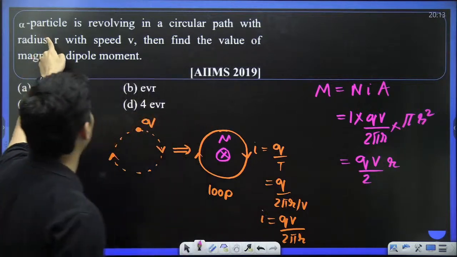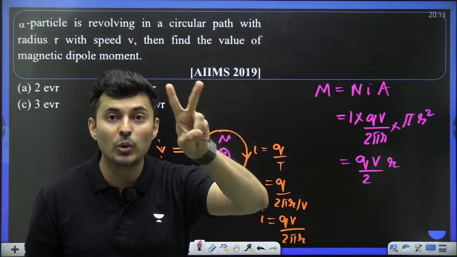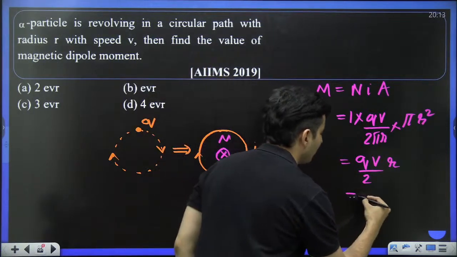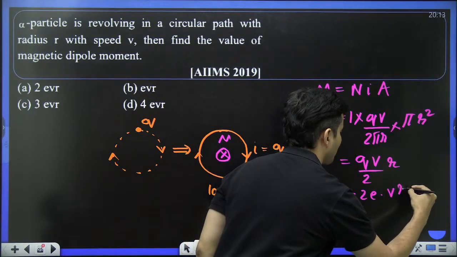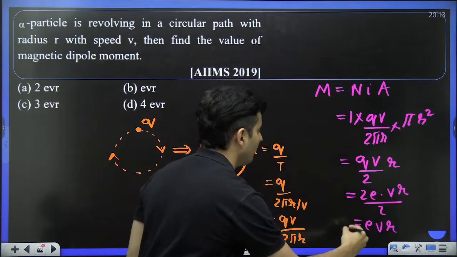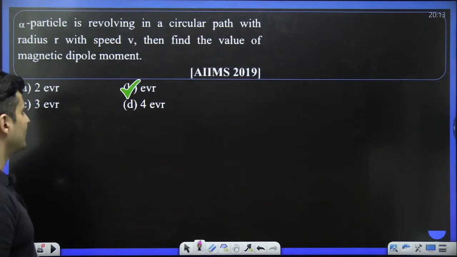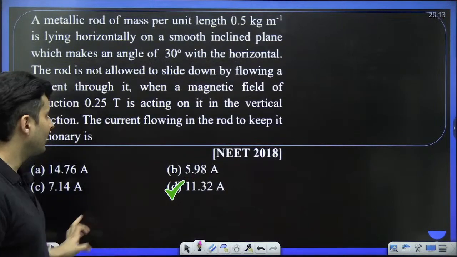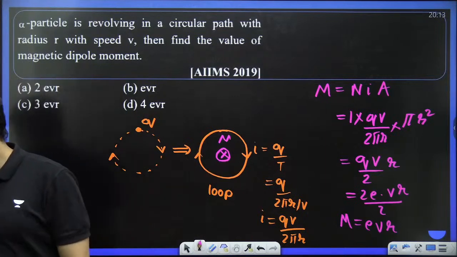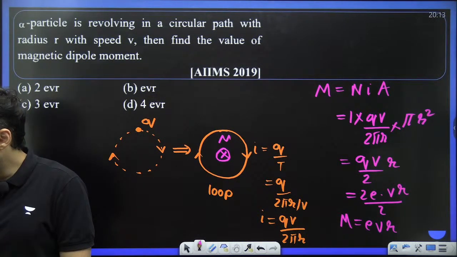But this is an alpha particle, that is very important. Alpha particle's charge is plus 2e. So instead of q, put 2e over here, divided by 2, the 2s cancel. So evr should be the magnetic moment, which is option B. Yes, that's the correct answer. Beautiful question, right? Yes, Priyanka. Yes, Naveen. Yes, Kirtana. Yes, GLG. Very good. Understood.